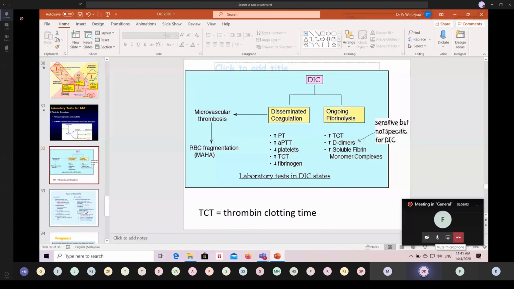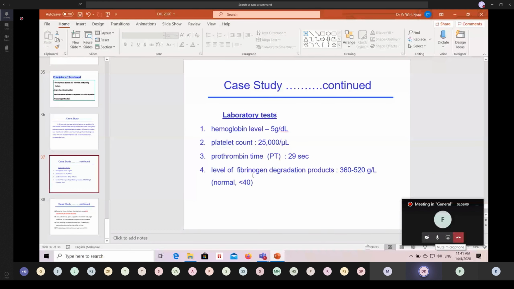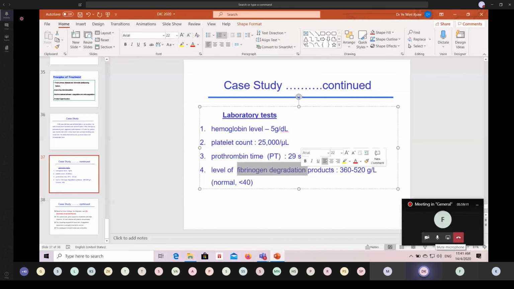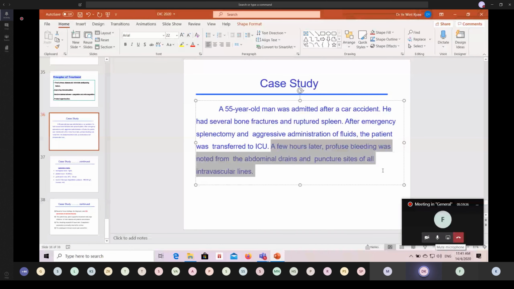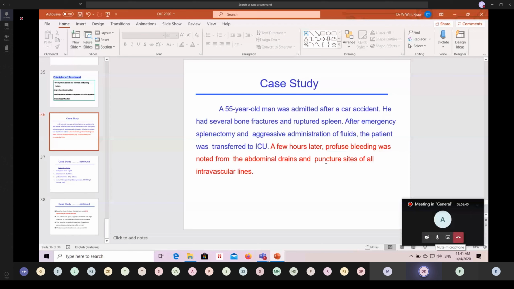I'm not sure, but especially in the exam, we can ask with a scenario. Hopefully if I ask, you can answer. And this clinical feature is the main point for diagnosis. The main point is here: profuse bleeding from abdominal wound and puncture sites. This is the main point, and the history after fracture and trauma, and splenectomy because of ruptured spleen, can present.